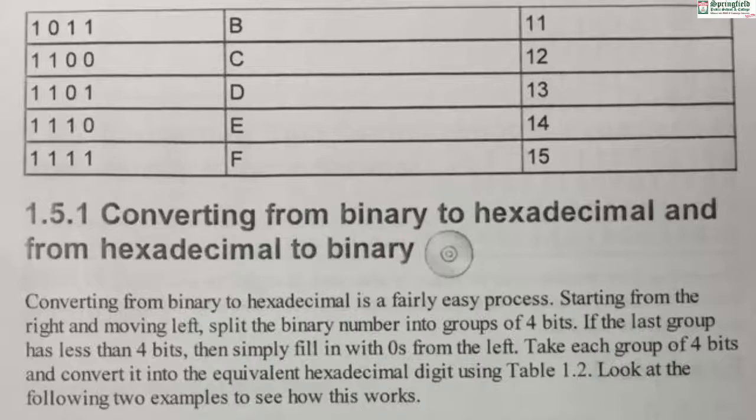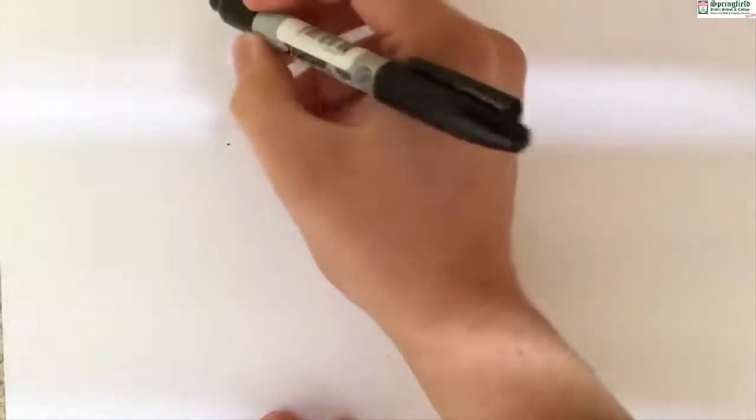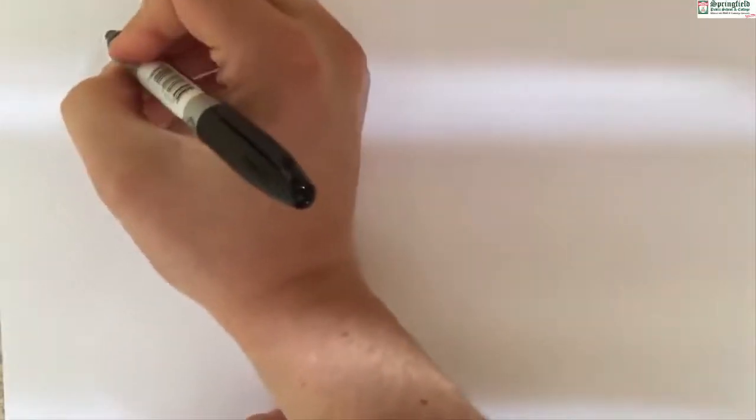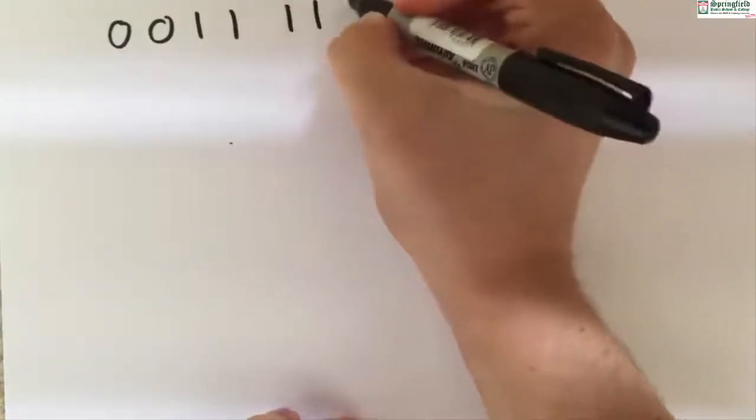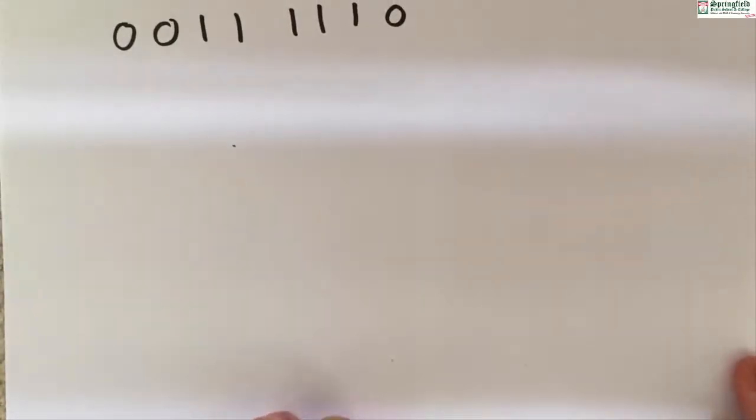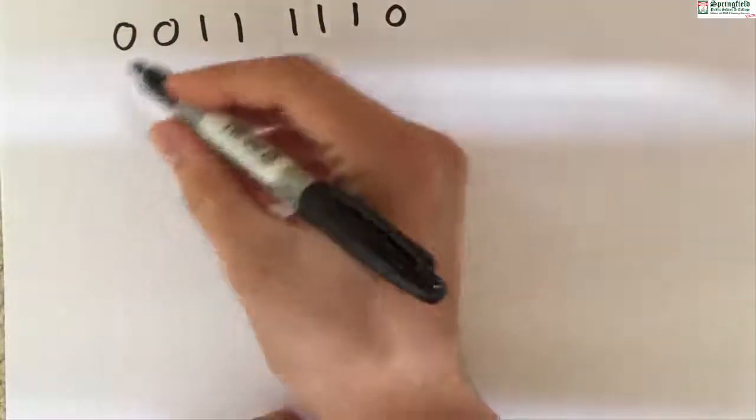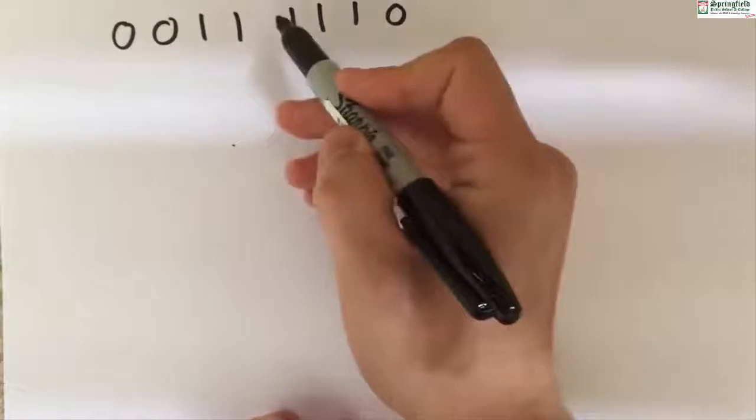Now the last topic is converting from binary to hexadecimal and from hexadecimal to binary. In this video we're going to look at converting between binary and hexadecimal, which is fairly straightforward. If we start off with a binary number, so I'm just going to say 0, 0, 1, 1 and 1, 1, 1, 0. So we've got this binary number that we'd like to convert into hexadecimal. Now, what we need to do when we're converting between binary and hexadecimal is look at each block of 4 bits as a separate hexadecimal number.